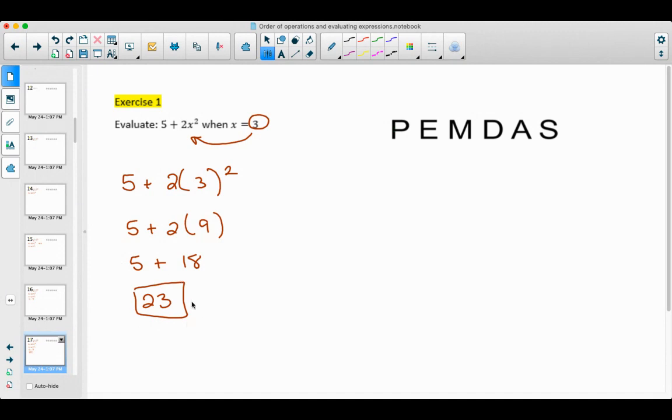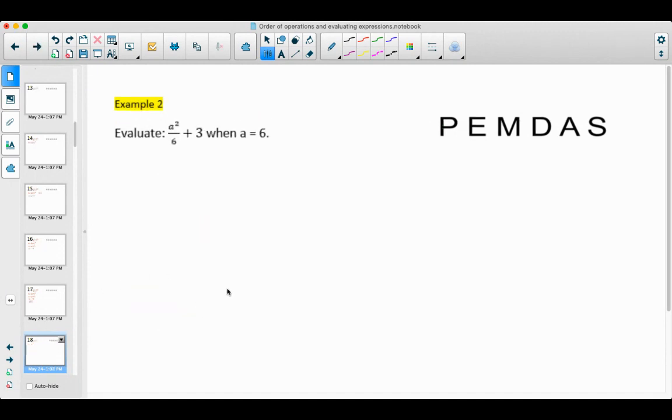Example 2. Here I have something similar, but I have a little bit of division in there. Again, I'm going to start with taking a out and plugging in 6. So again, I put parentheses 6 here to the second power. I don't have anything I can do in parentheses, but I do have an exponent, so I'm going to do that. 6 squared. 6 times 6, which is 36 here. Okay, 36 divided by 6 plus 2.